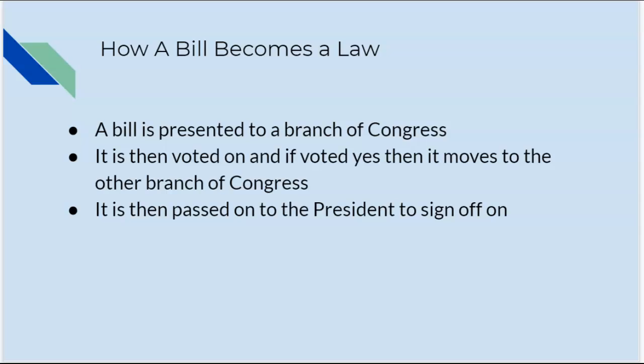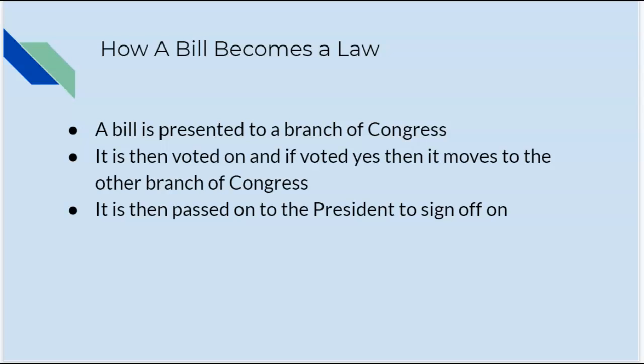So, first off, a bill is presented to a branch of Congress. It is either presented to the House or it's presented to the Senate. And it is usually presented by some sort of special interest group. Special interest groups are groups with a common thing, and they come together to get a bill passed. So they present this bill, and then it is voted on in one of the houses, and then it moves to the other branch of Congress. It's called a joint resolution after it is passed in both houses of Congress.